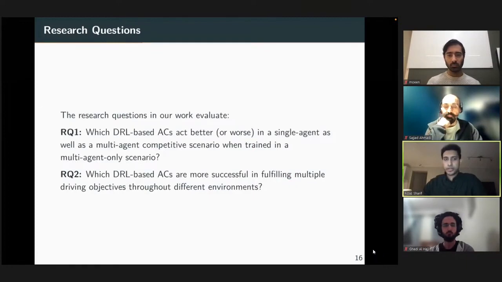For our results, we have 2 research questions. The first one talks about which deep reinforcement learning based autonomous car works in both multi-agent and single agent scenarios. And the second one looks from a different angle, which is the success rate of the same deep reinforcement learning based autonomous cars.